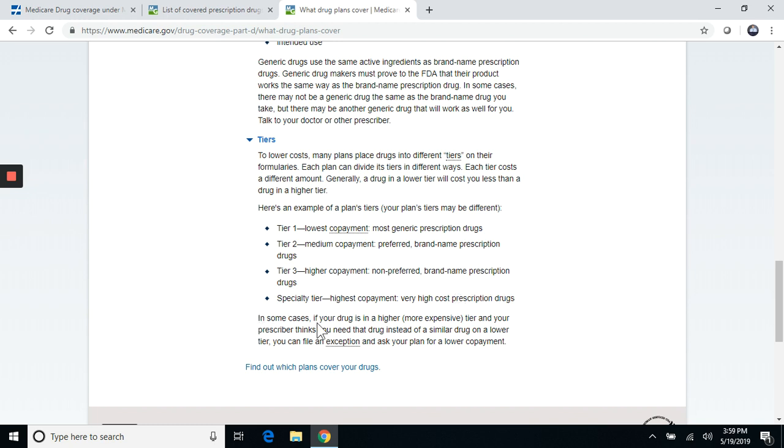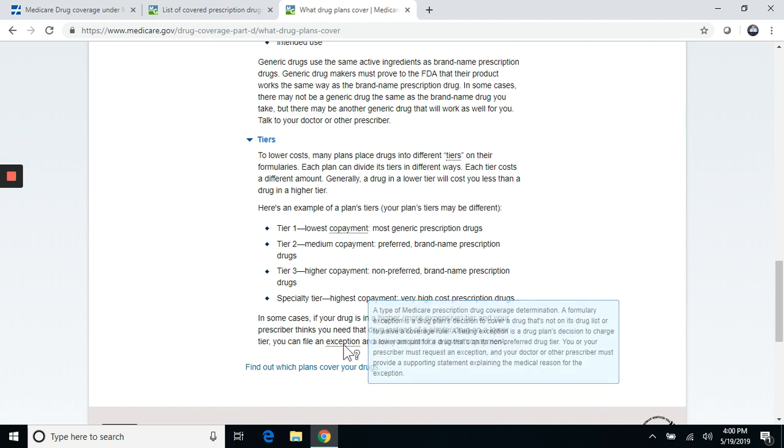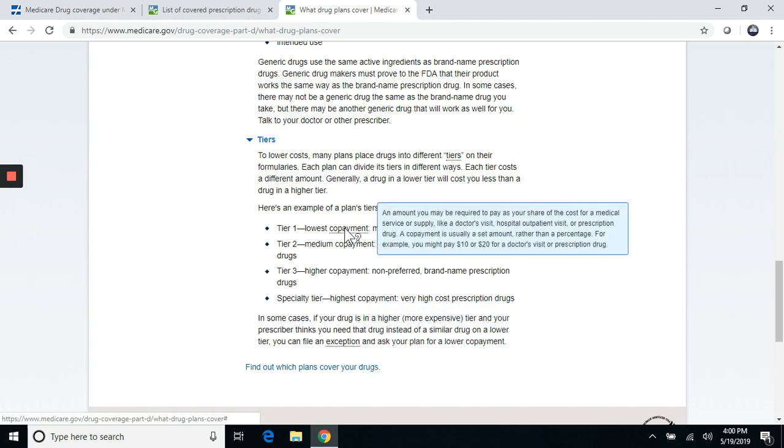In some cases, if your drug is in a higher, more expensive tier, and your prescriber thinks you need that drug instead of a similar drug in a lower tier, you can file an exception and ask your plan for a lower copayment. We already read what an exception is, but there it is again in the blue box. Just one last reminder: a copay is an amount you may be required to pay as your share of the cost.